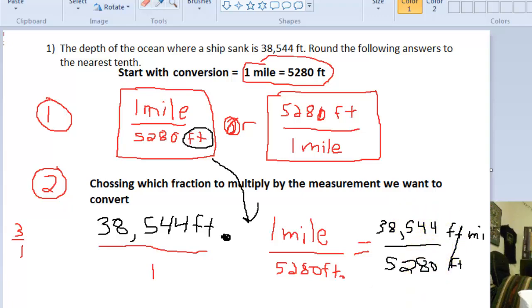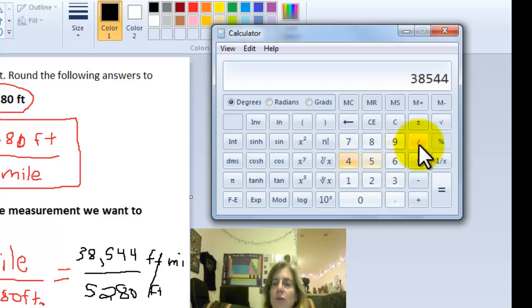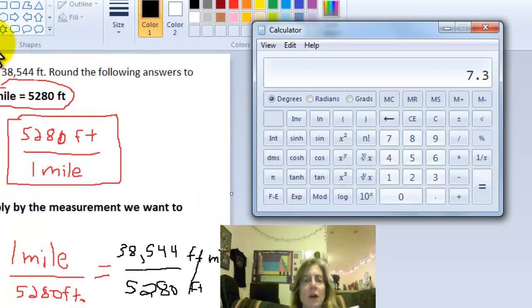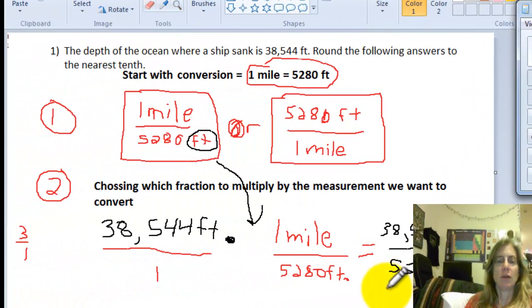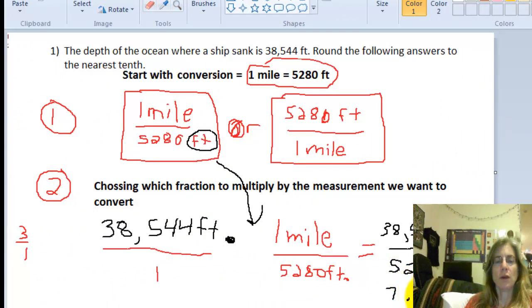So once you divide those numbers, getting out your handy calculator, and you will be able to use one on the test, 38,544 divided by 5,280 is 7.3. So we have then 7.3 miles. Okay? So we just changed the feet to miles. And we used the method using unit fractions. So let's look at it again using unit fractions.